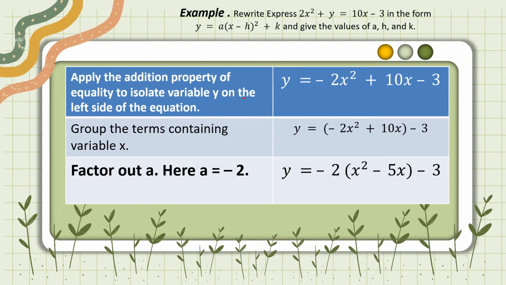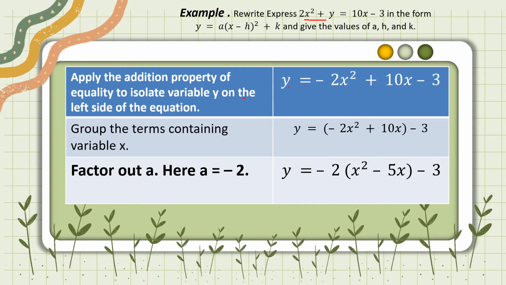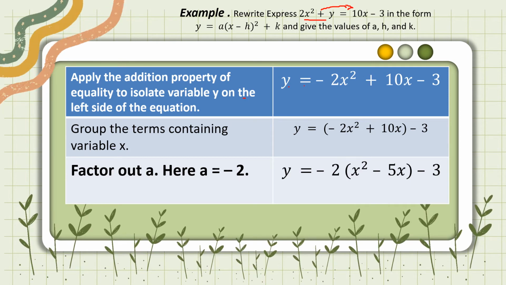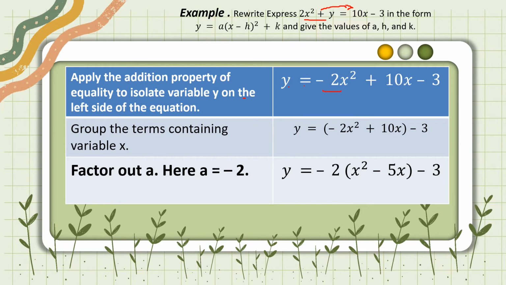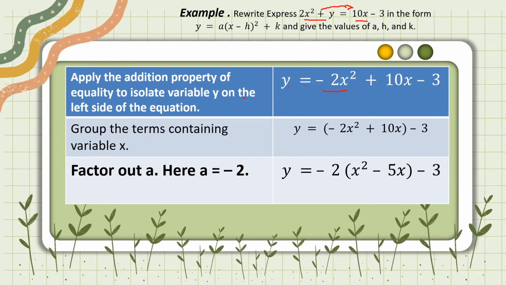So, eto na po. Ito po ay iaayos po natin. So, magiging y is equal to, ito po kasi ay nandito. So, kailangan po nating ilipat sa kabila. So, since ililipat po natin si 2x squared, which is positive, pag nilipat po natin sa kabila, magiging negative. So, magiging negative 2x squared plus 10x. Ito po ay walang pagbabago kasi hindi po natin siya inilipat, minus 3. And then, proceed na po tayo. Regrouping. I-regroup na po natin.